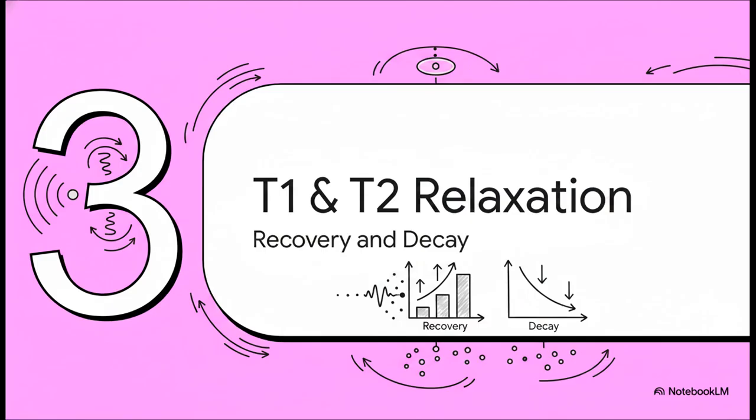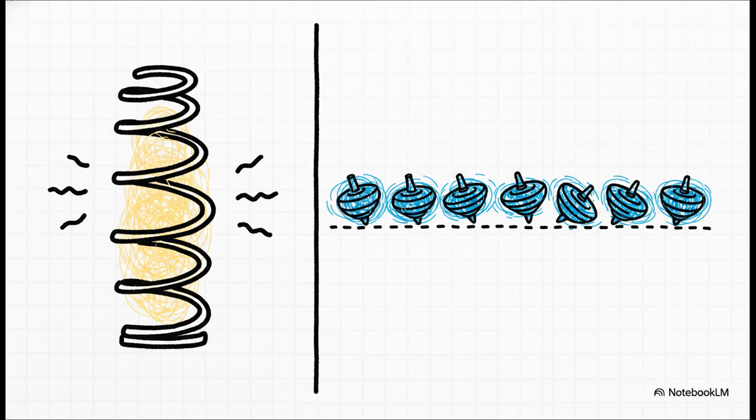Section 3, T1 and T2 relaxation. Let's see how all this builds into the literal core of image generation. Like, what exactly happens when we flip that radio frequency pulse off and let the protons relax back into their natural state? For the exam, definitely burn these key bullet points into your memory. You've got 2 independent processes happening at the exact same time here. T1 relaxation is all about longitudinal recovery.